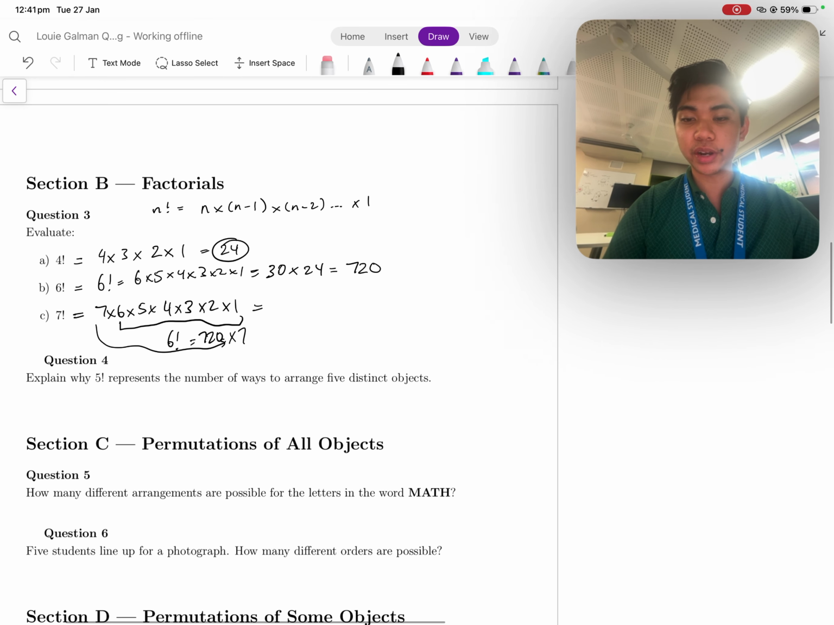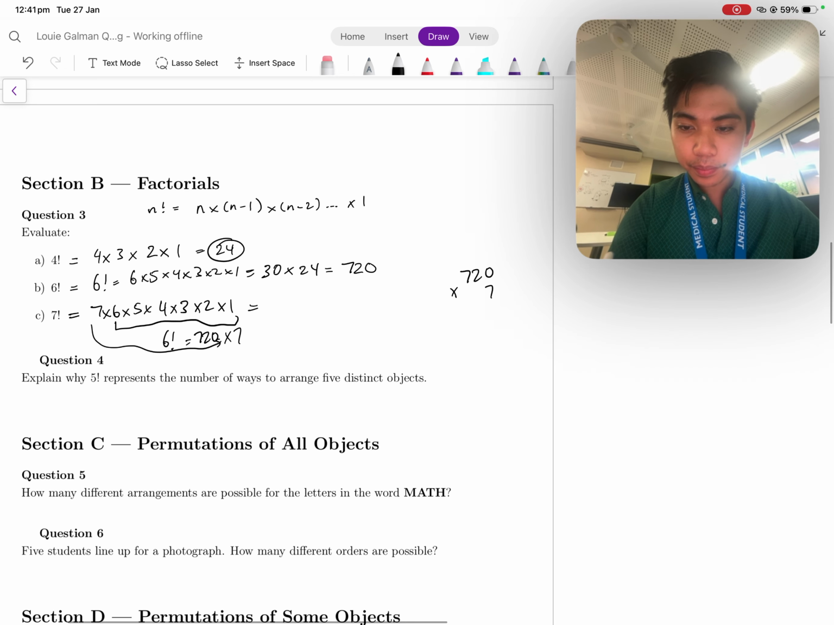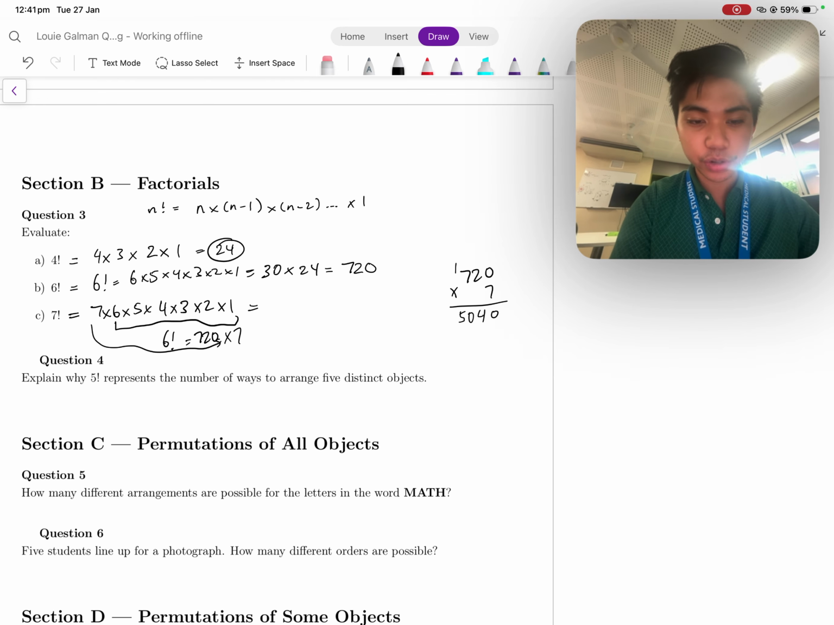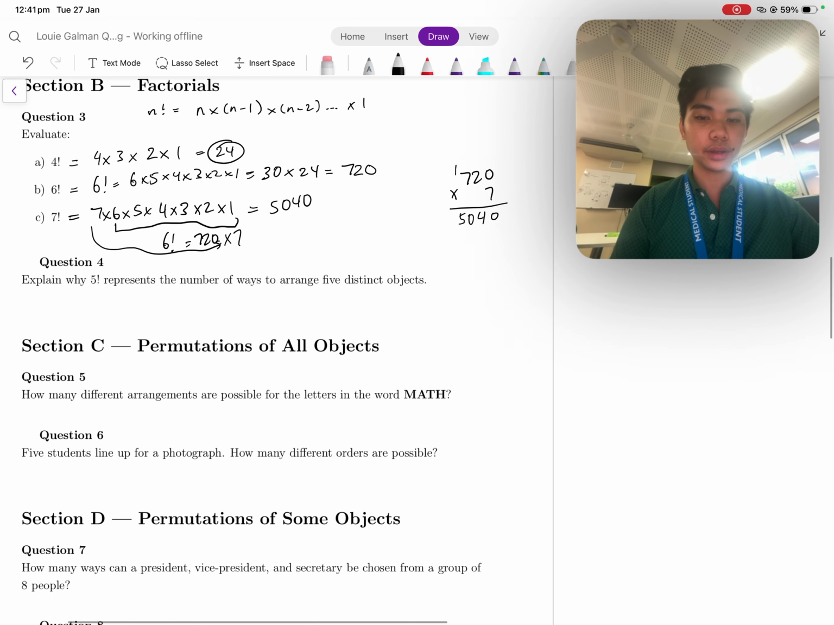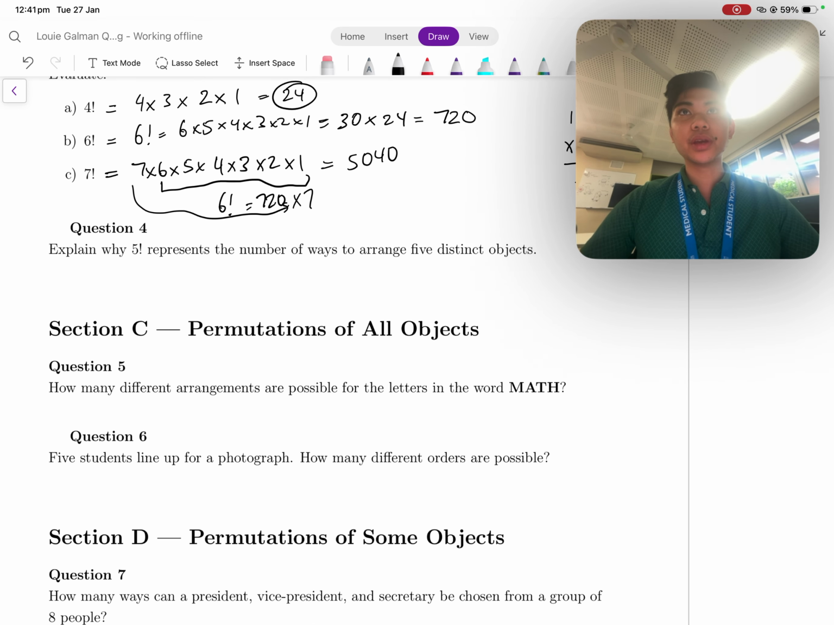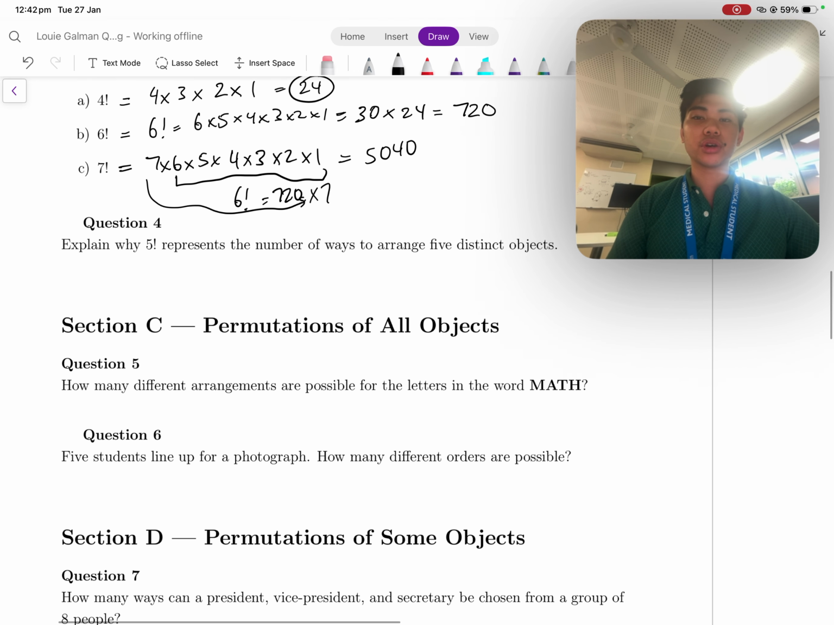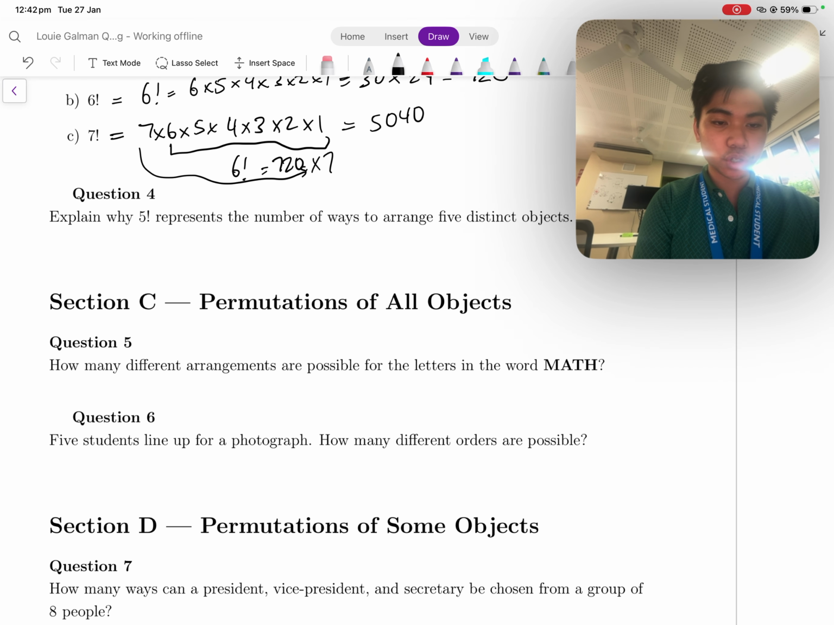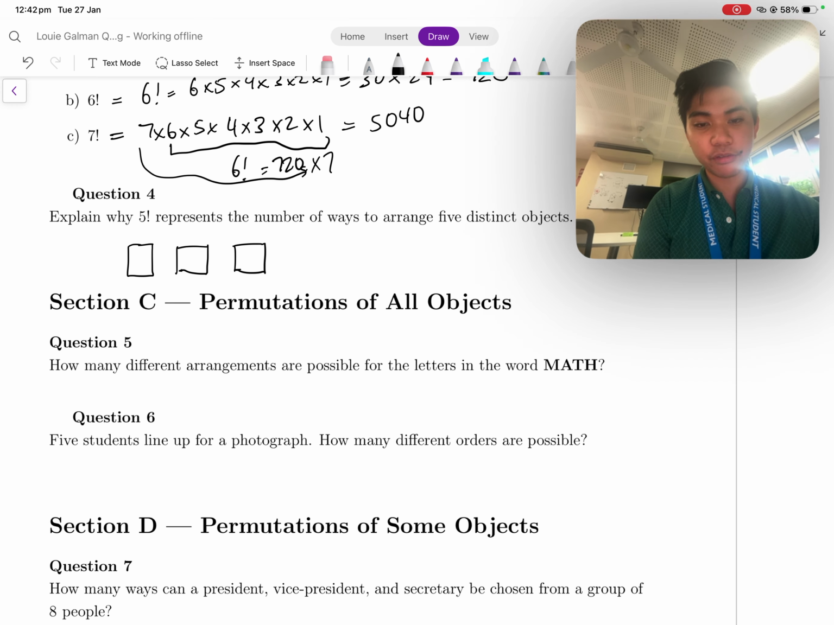So if I do a bit of side multiplication here, 0 times 7 is 0. 7 times 2 is 14, so I put a 4 down and carry the 1. 7 times 7 is 49, plus 1, 50. So my answer is 5,040. Now explain why 5 factorial represents the number of ways to arrange 5 distinct objects. How I like to do this is in my box method. So imagine we have 5 boxes, because we need to arrange 5 distinct objects.